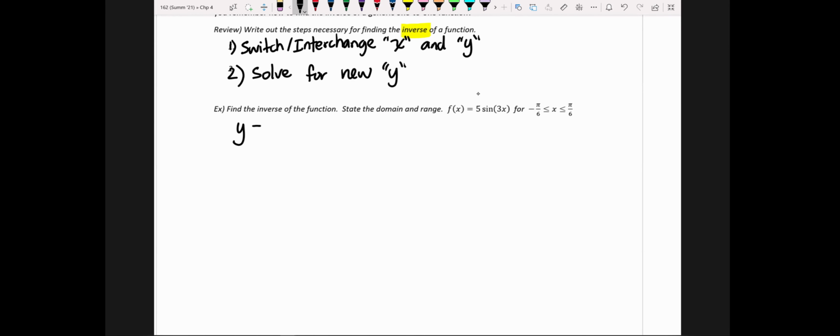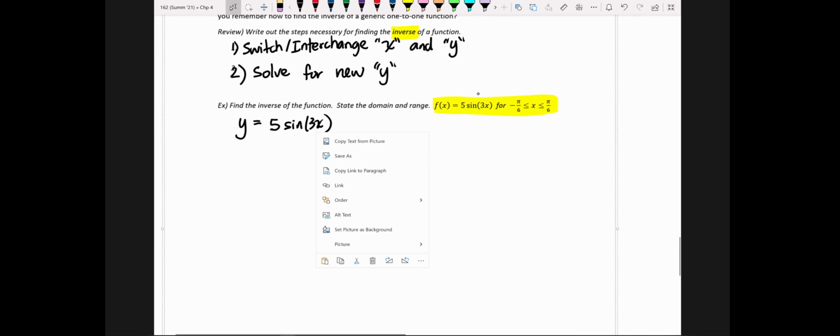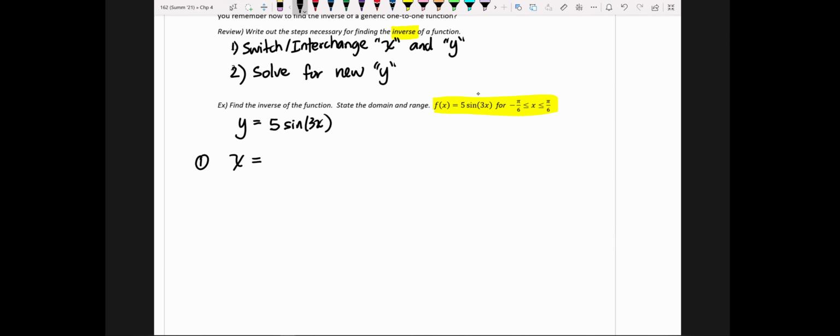We have y is equal to 5 sine of 3x. Okay. So first find the inverse function. We're going to follow these 2 steps. Step 1, we do the switch. We switch x and y. This is step 1. Step 2, we want to solve for y. So let's isolate y. Okay, so to isolate y, we're going to divide both sides by 5.